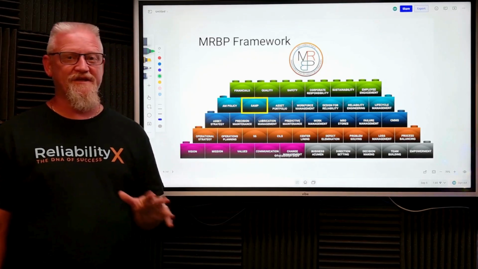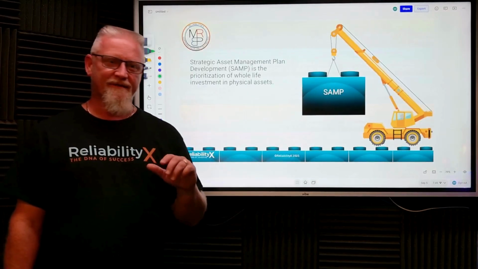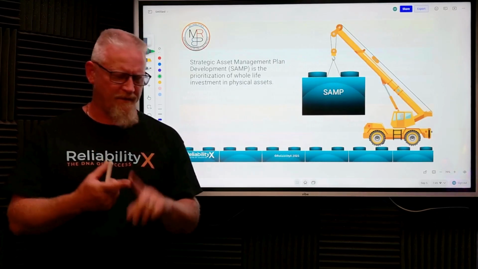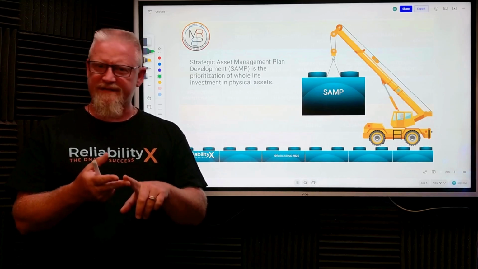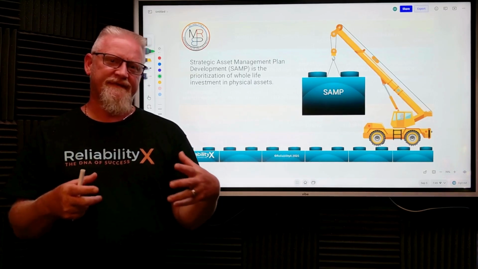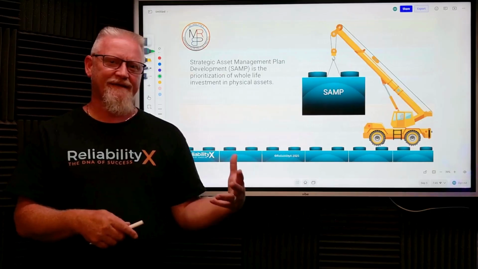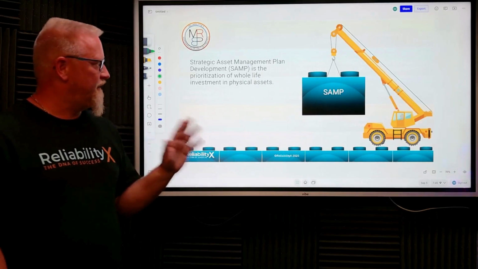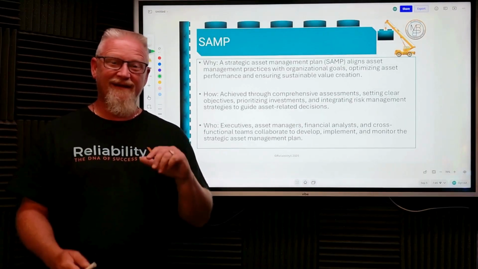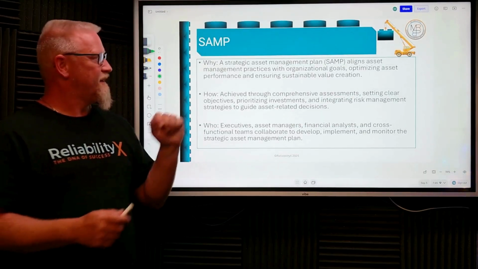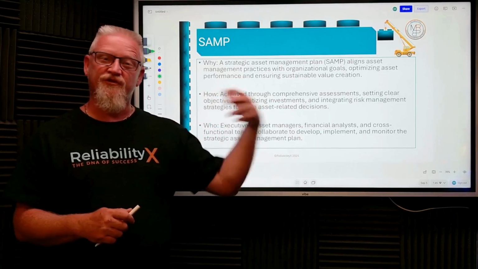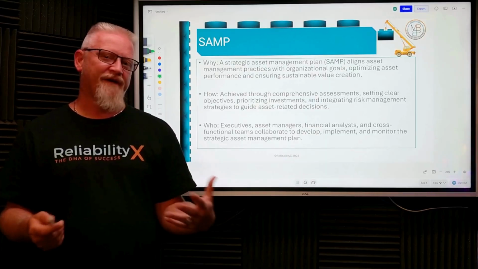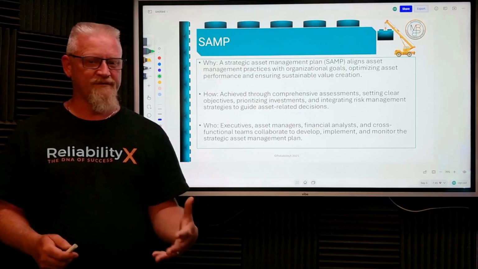Now, the Strategic Asset Management Plan is a method for us to structure how we will take care of our assets. What are the processes? What are the organizational needs in order to see the value from the assets that give us our business outcomes? So the strategic asset management plan helps us to optimize performance, create longevity for our assets, ensure that we're taking care of them throughout their life cycle, and receiving the highest value proposition possible from those assets.